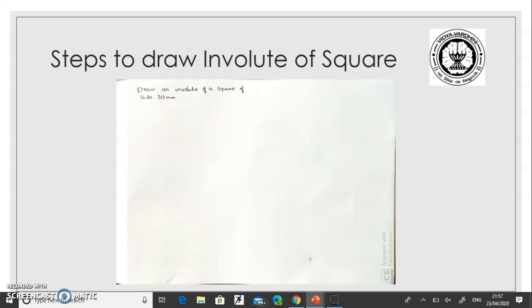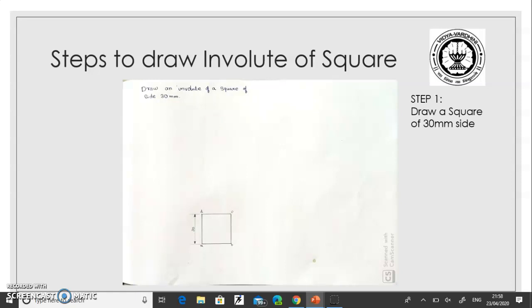In today's video we will look at the steps to draw the involute of a square. If you remember, the curve traced by the string will be called an involute, and the shape on which the string is getting wound will be called the base shape. In this case it is a square. So the first step will be to draw a square of 30 mm side, because the question says draw an involute of a square of side 30 mm. So first step is to draw a square of 30 mm side this way and name it ABCD.